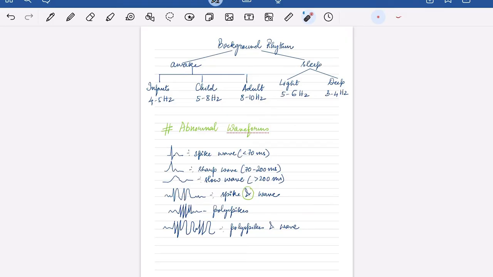Basically, from the neonate phase, as a child grows, it begins with delta activity and then gradually increases in frequency. Now in case of sleep, it can be light or deep sleep. For light sleep, it is 5 to 6 Hertz, and for deep sleep, it is delta activity that is 3 to 4 Hertz. Now let's have a look at the abnormal waveforms.